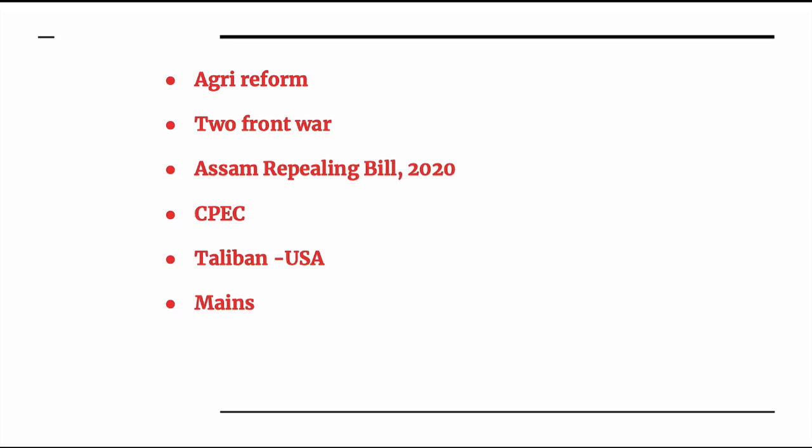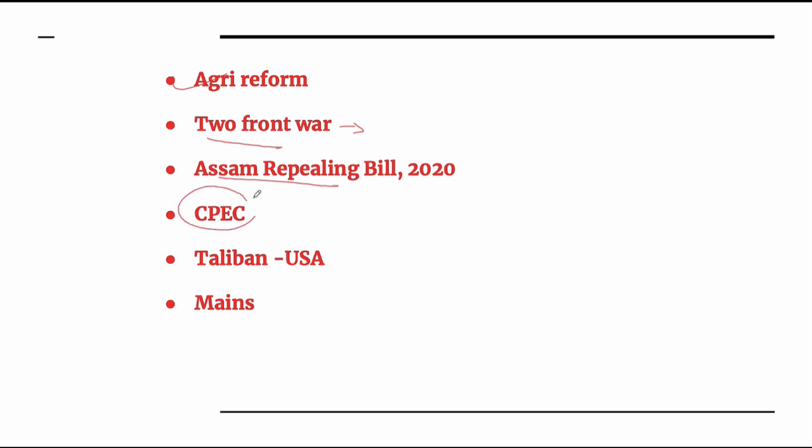Today's topics: the first topic is related with agri reforms. The question can be framed in GS paper 3 under the agriculture and economy section. Second topic is two-front war. The question can be framed under GS paper 2 IR section, Assam Repealing Bill. We need to understand about this bill, what are the provisions of this bill. In general, the question cannot be framed based on provisions of this bill, but this bill can be used as an argument in different questions.